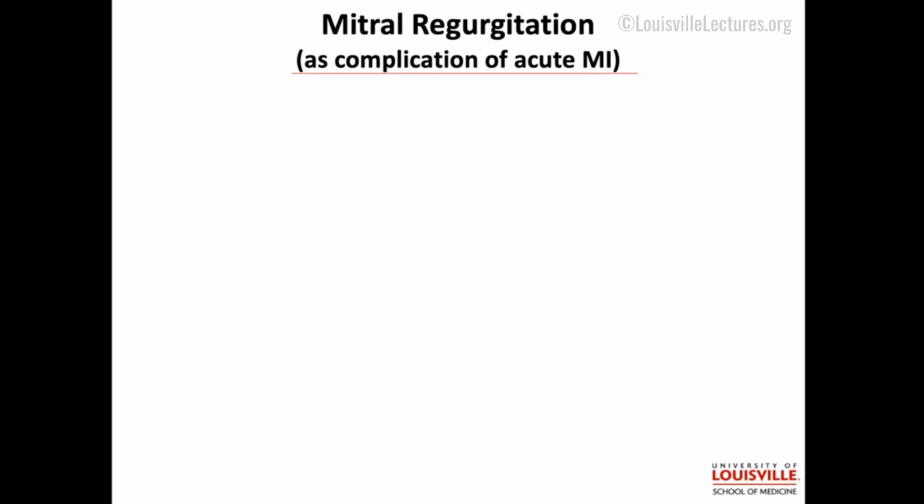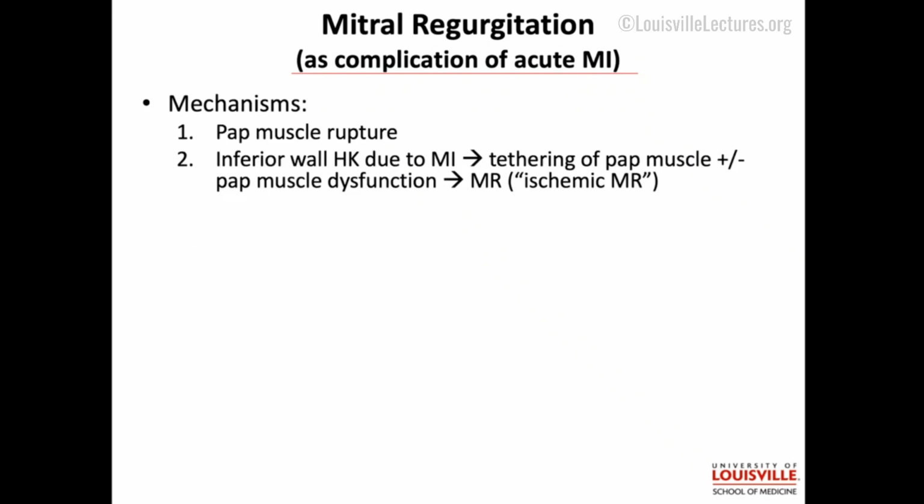So let's see real quick about this acute mitral regurgitation. There are two mechanisms. One makes sense, pap muscle rupture. If your pap muscle gets ischemic, 2 days later when all of your inflammatory cells are coming in to clean up the debris, that makes it mushy, it ruptures. Now you have a wide open leaflet that's swinging in the wind.